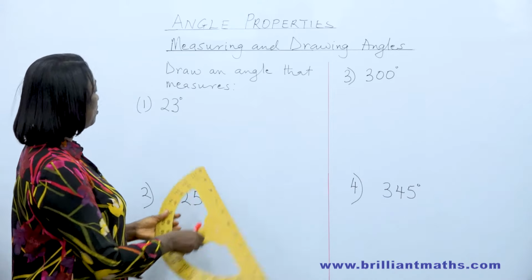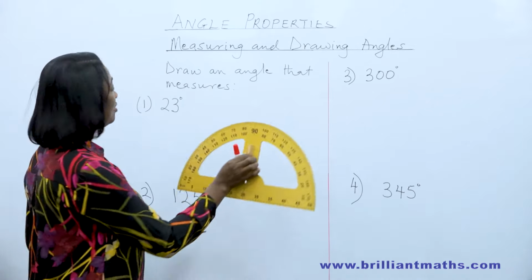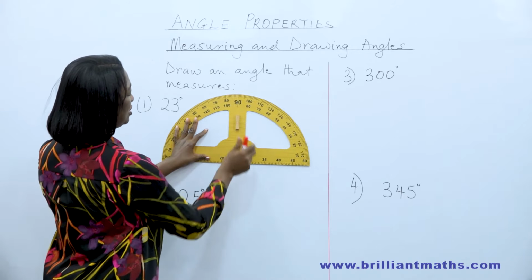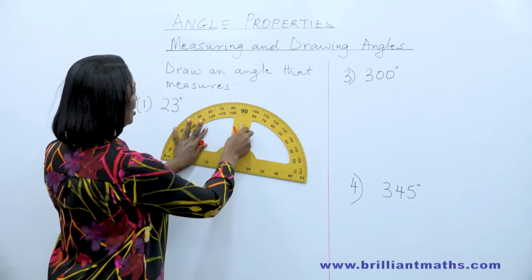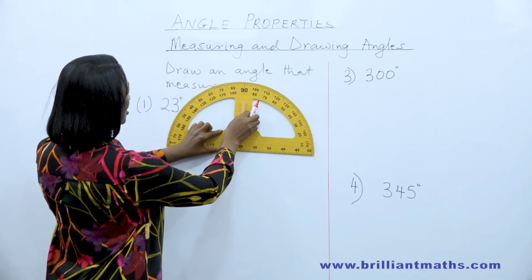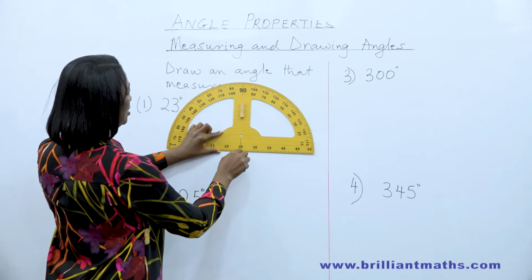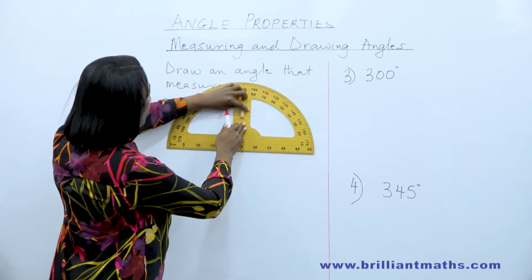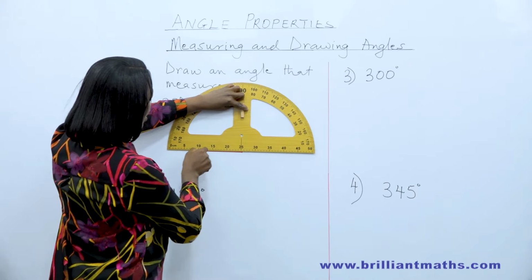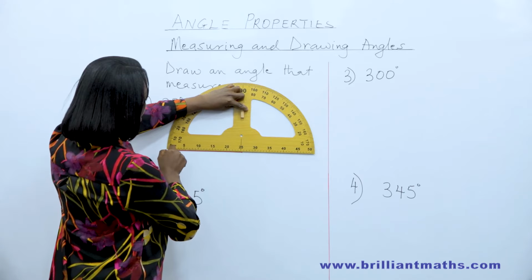So the first step is you're using your protractor or your angle measurer. So put down your protractor. Mark the center. All right? So that's the center of the protractor. I want my angle to come from here. So I draw it that way. And that's my vertex.